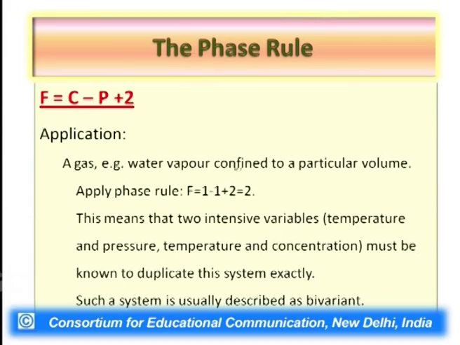Having said this, now let us consider the applicability of this phase rule. Let us test this phase rule. Let us consider a gas, therefore water vapors, which are confined to a particular volume. When you have only water vapors, the number of phases is 1. Water is the only constituent present in the system, so C is 1. F equal to C minus P plus 2, therefore with C 1 and P 1, you get degrees of freedom 2. This means two intensive variables, usually temperature and pressure, or temperature and concentration, must be known to duplicate the system exactly.